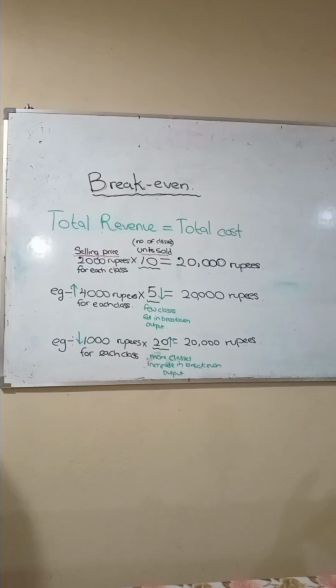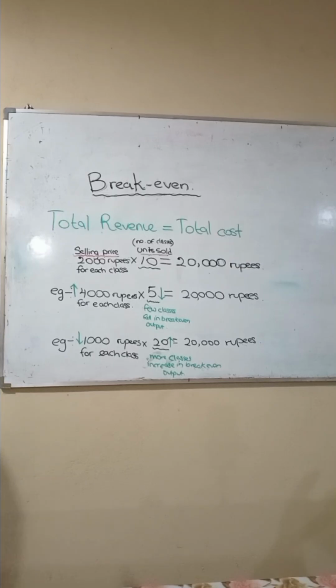So what am I going to do? Maybe I thought about raising the price of my class. So for each class, instead of charging 2000, I'm charging 4000 rupees now for each and every class. Now when I do the calculation, I found out that I only have to do 5 classes each month in order to pay off my bills.